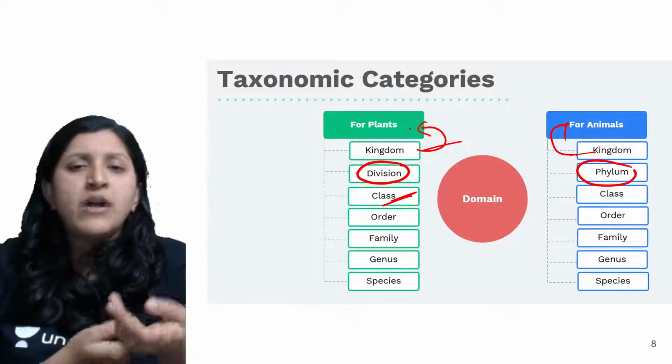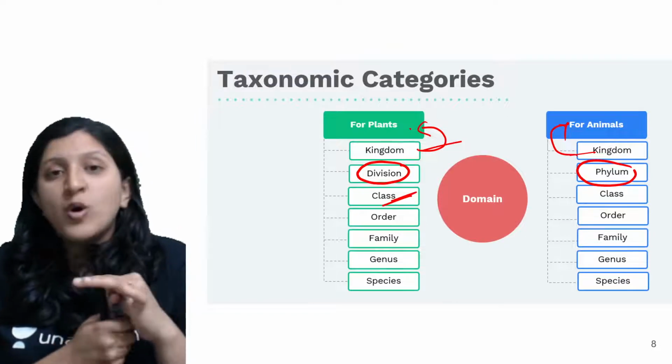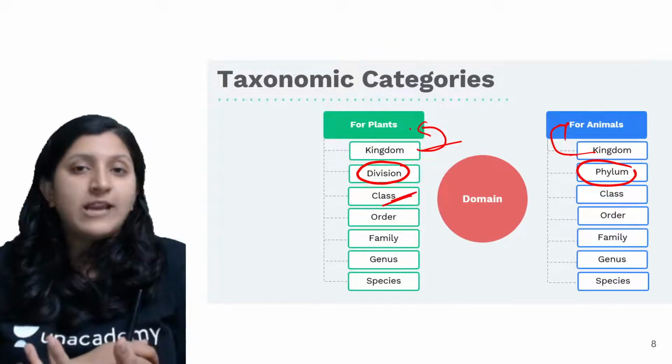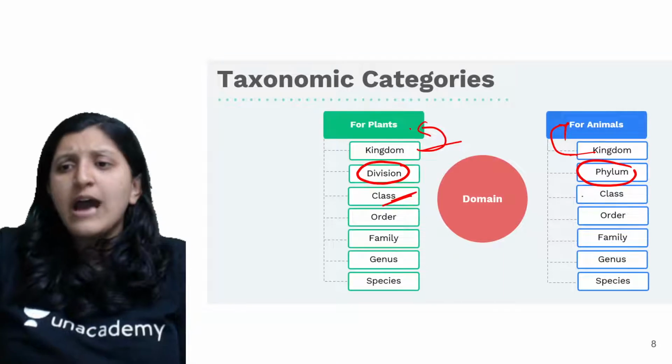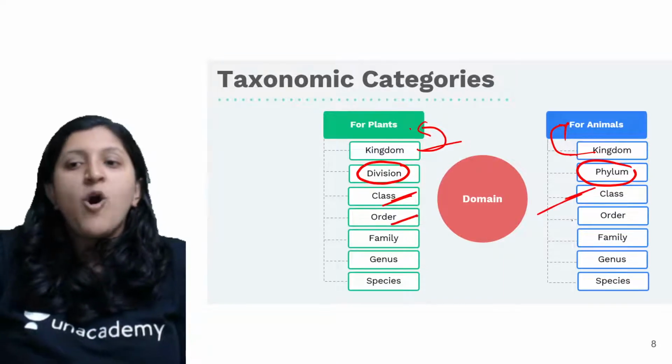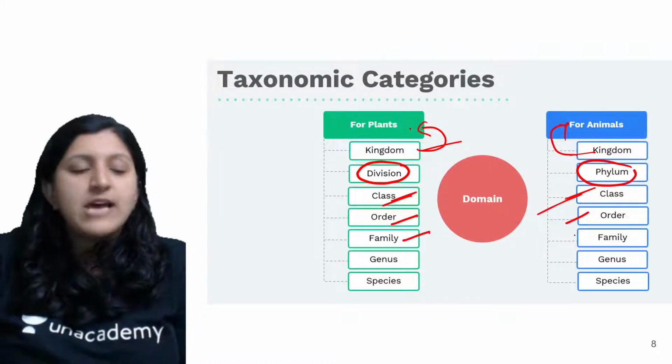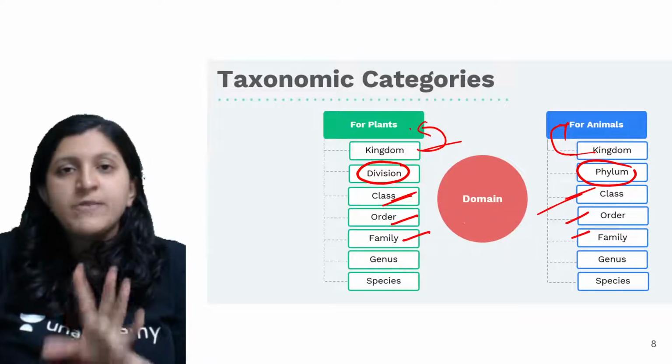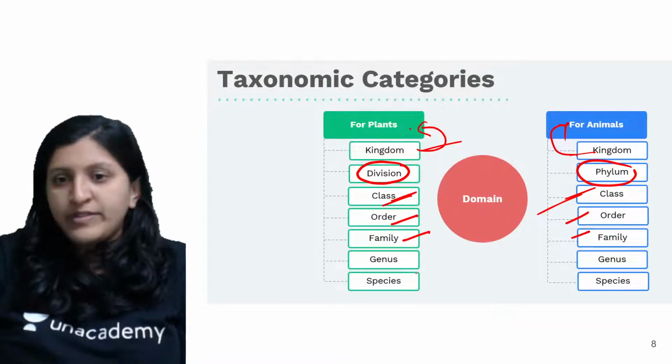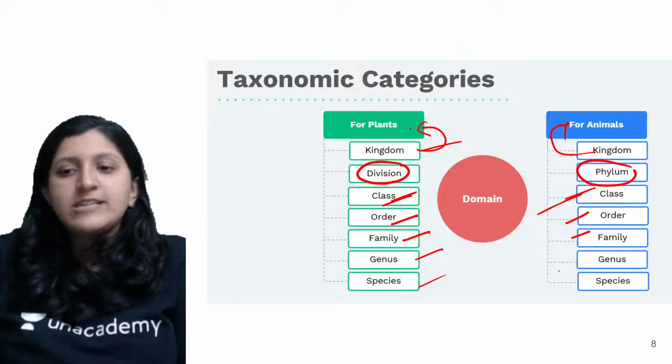Liverworts are there, mosses are there, so you will be studying them in detail. The classes, orders, and families remain the same. There is a classification where all of this is included, down to genus and species.